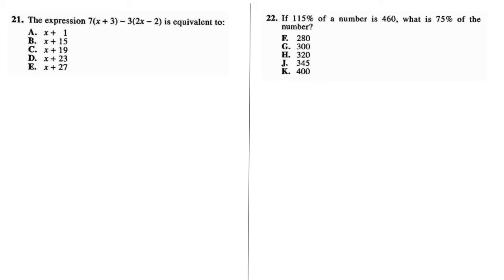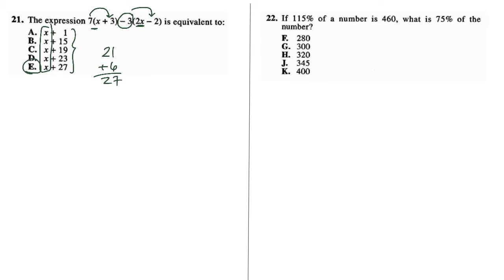On number 21, when we're simplifying expressions like this and trying to save ourselves some time, notice all of the x values are the same. So I wouldn't concern myself with the terms that have the x's in it. I would concern myself with all of these last numbers, which is going to come from saying 7 times 3, which is going to give me 21. And -3 times -2 is +6, so that's a value of 27. So there's answer choice E.